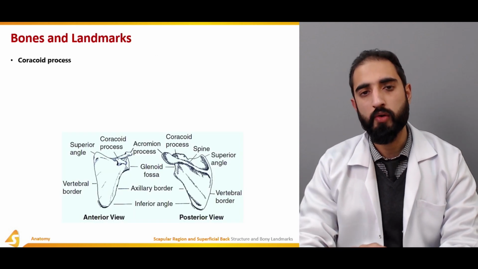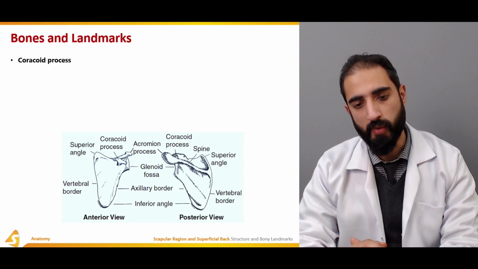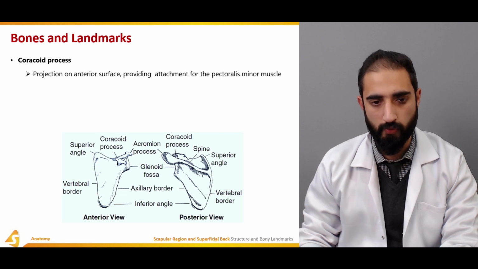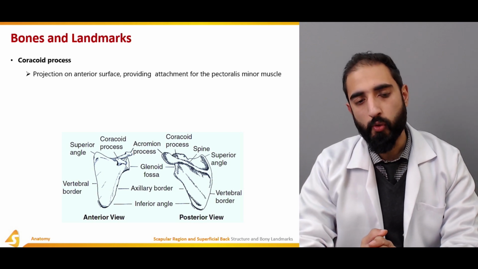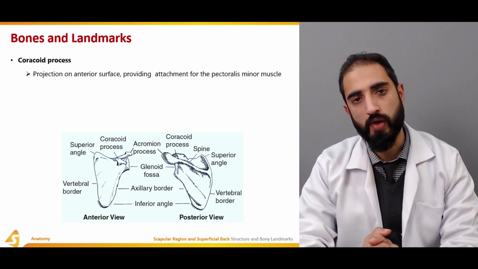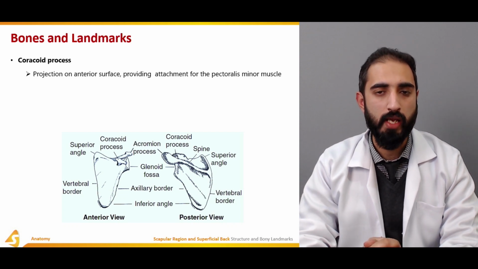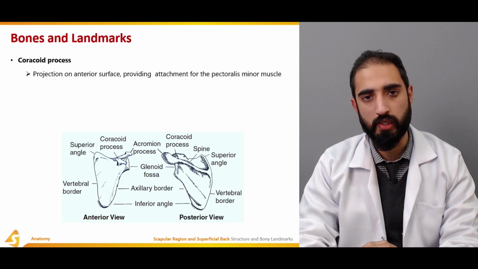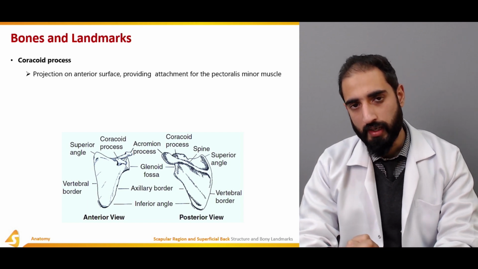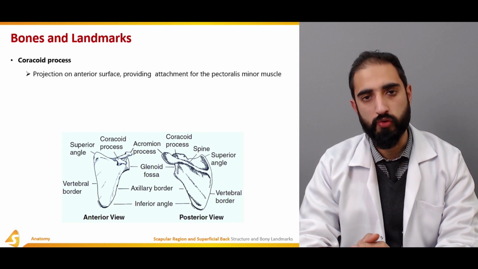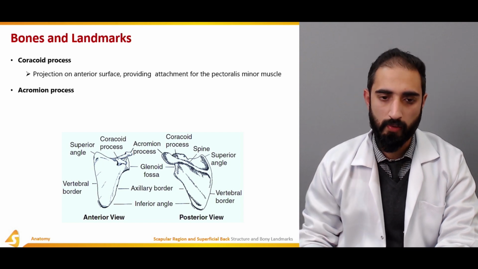Now moving on, talking about the coracoid process, it's one of the two major processes of the scapula. One is the acromion process and one is the coracoid process. It is a projection on the anterior or ventral surface of the scapula, providing attachment for the pectoralis minor, which is a muscle responsible for depression and protraction of the scapula.